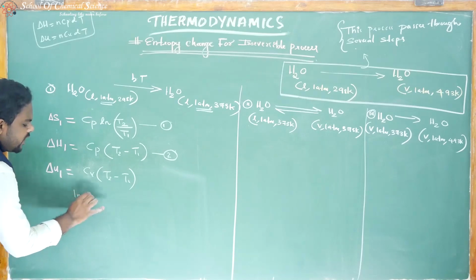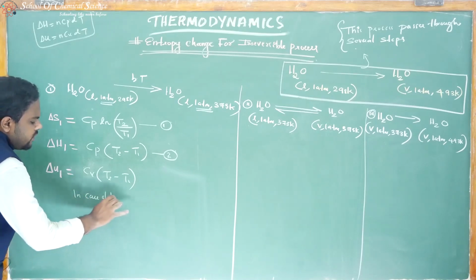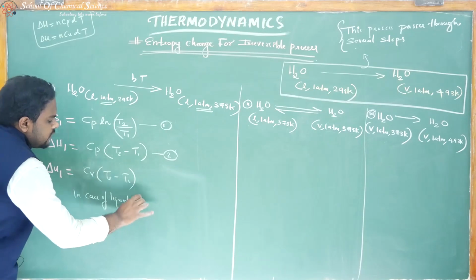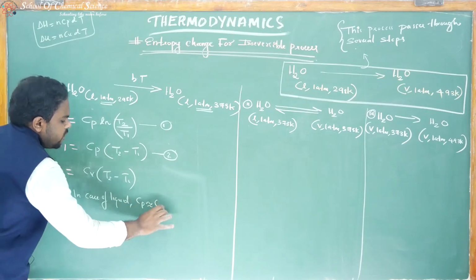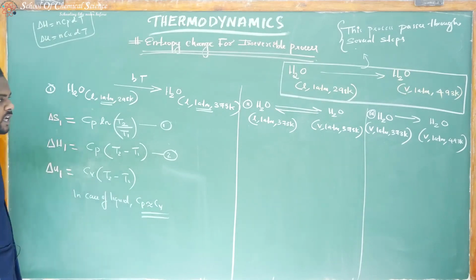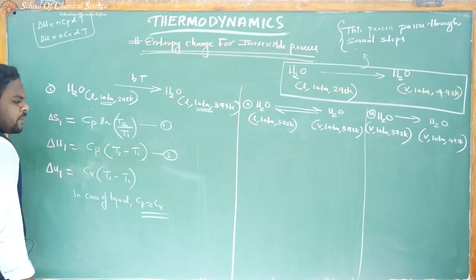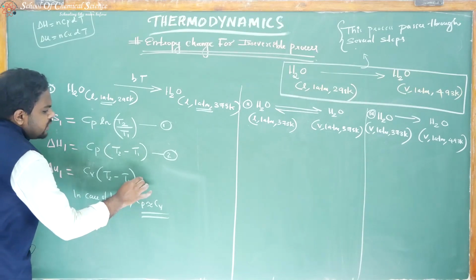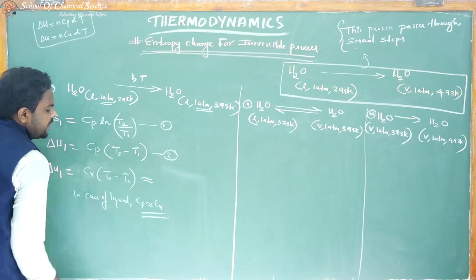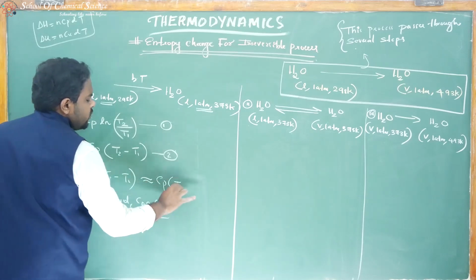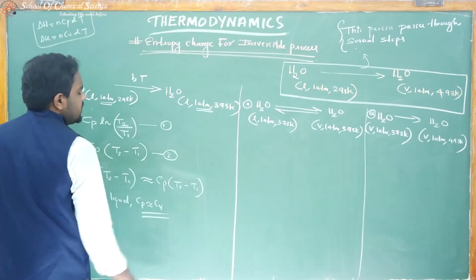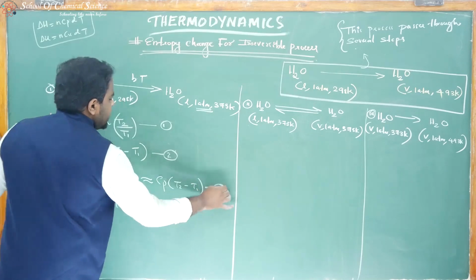But in the case of liquid, Cp is approximately equal to Cv. In the case of gas, Cp minus Cv is equal to R, the universal gas constant, but in the case of liquid, Cp and Cv are approximately equal. So this will also be approximately equal to Cp into T2 minus T1. This is equation number 3.